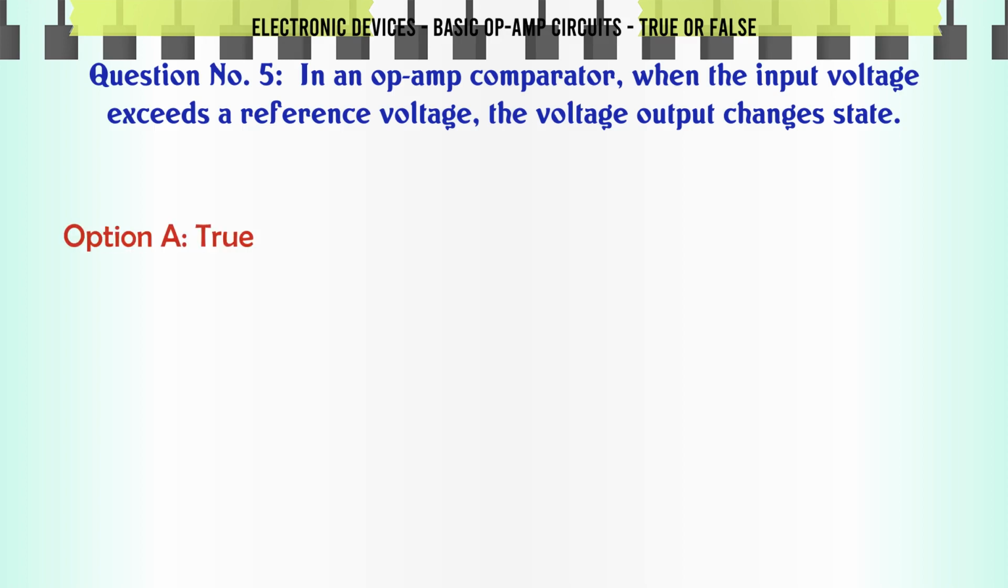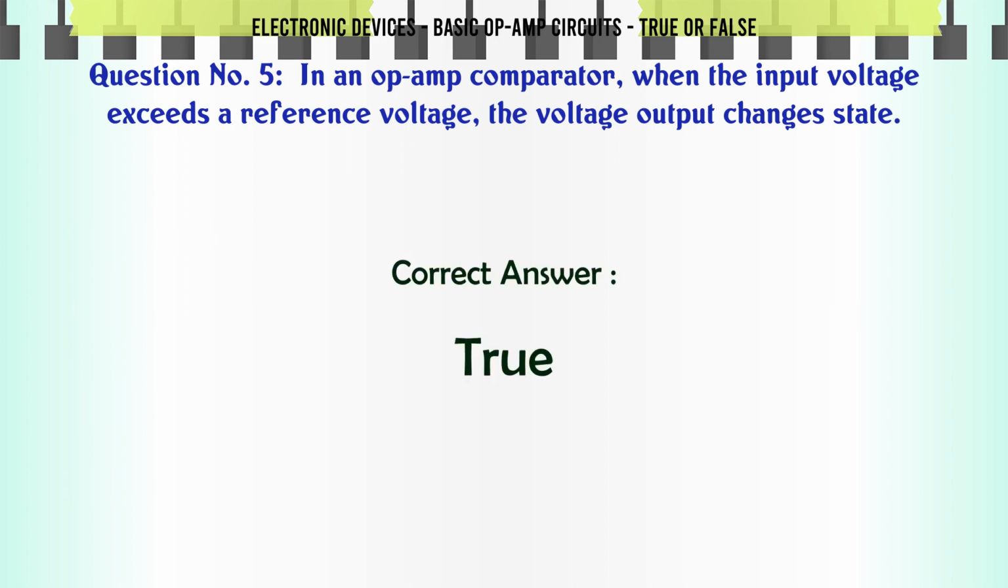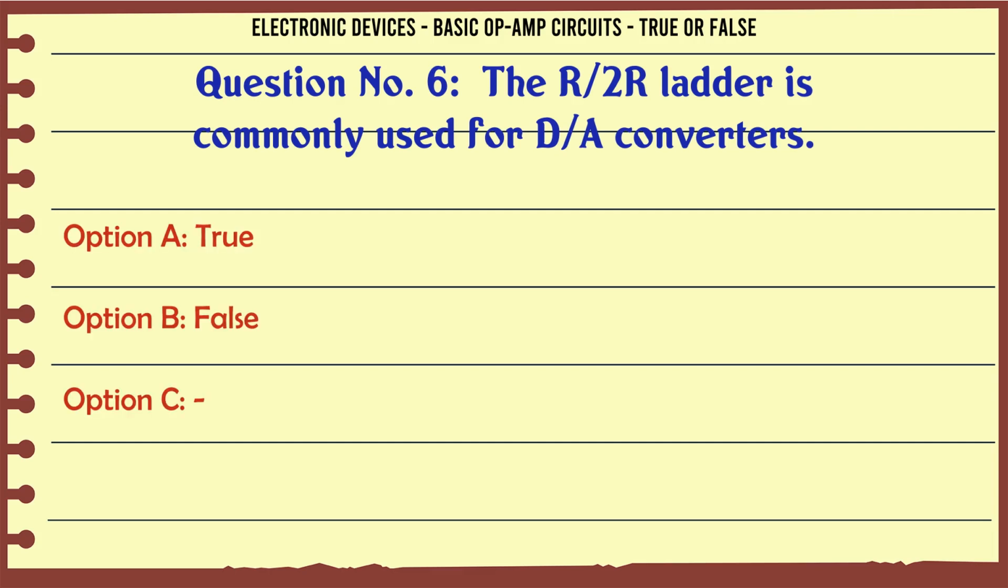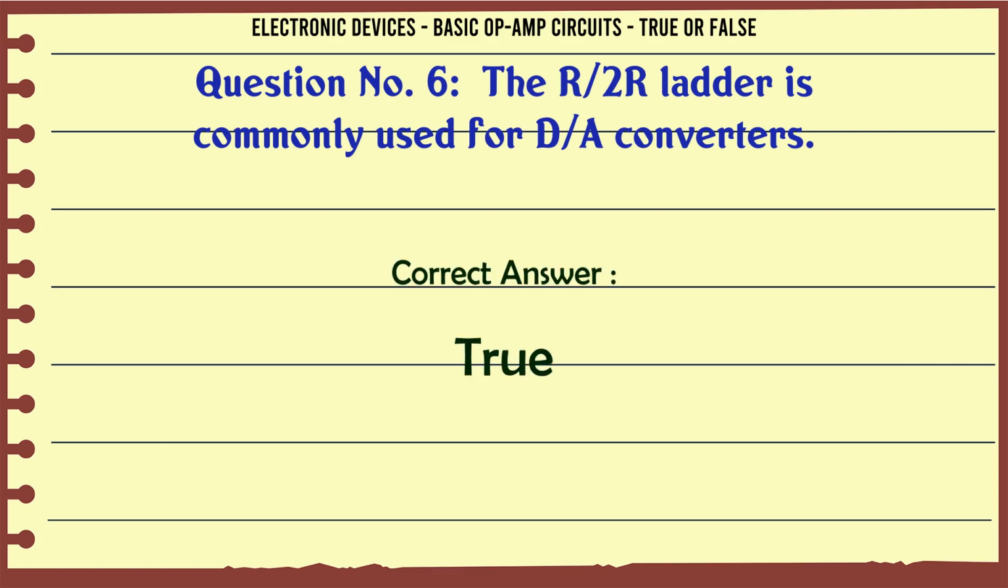In an op-amp comparator, when the input voltage exceeds a reference voltage, the voltage output changes state. A. True. B. False. The correct answer is true. The R-2R ladder is commonly used for D/A converters. A. True. B. False. The correct answer is true.